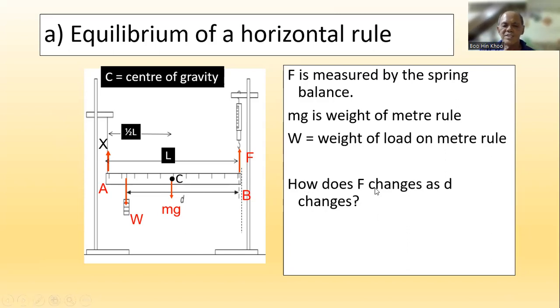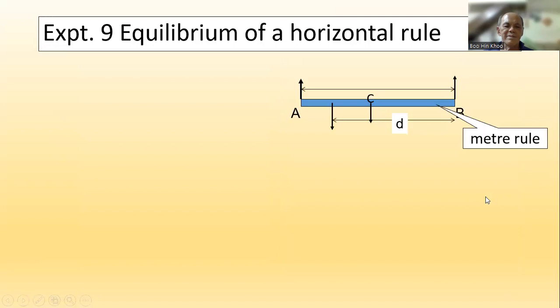So we are interested in this experiment in how F changes with D. There's your F, there's a distance D. That means you're going to change this mass. That's the equation that is given in the experiment sheet, Paper 3. But we can derive it.